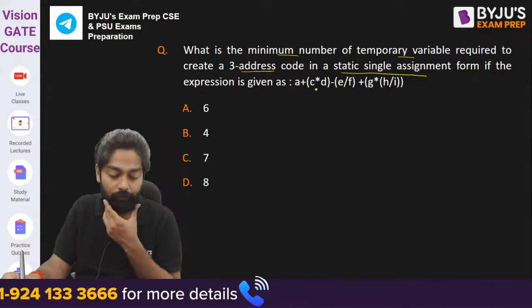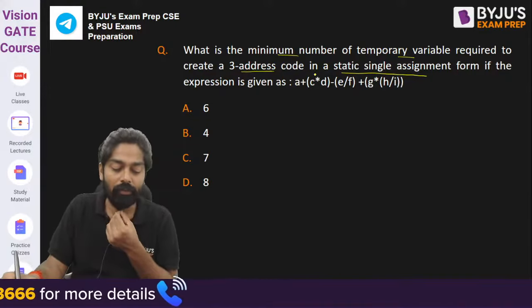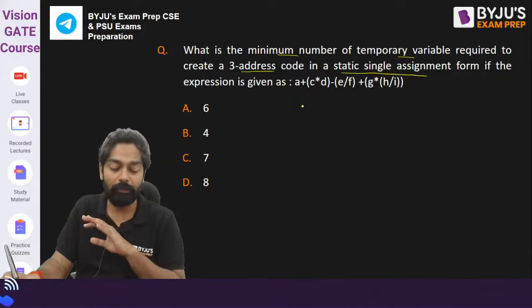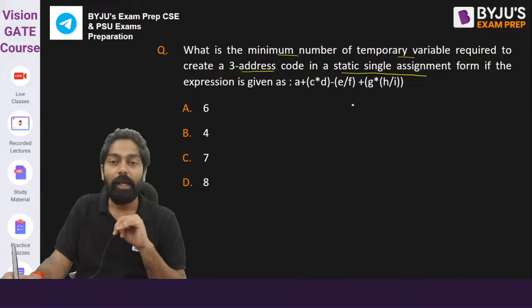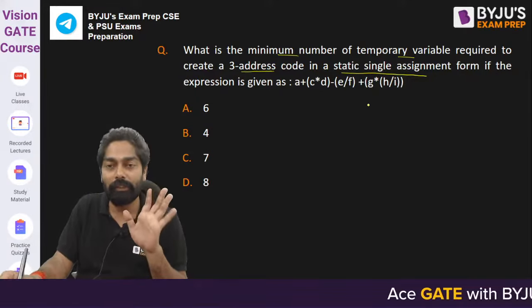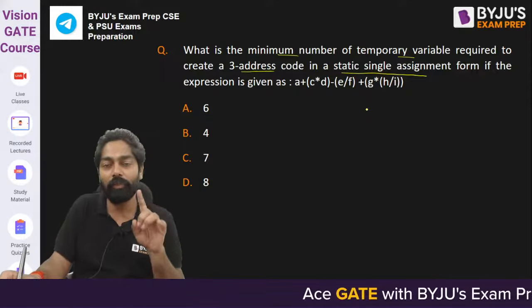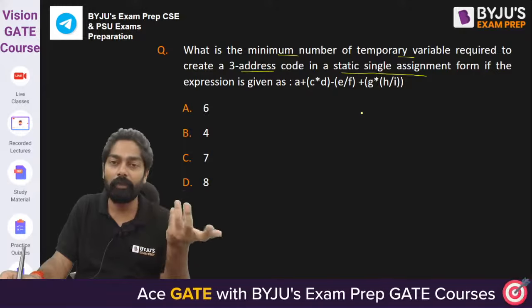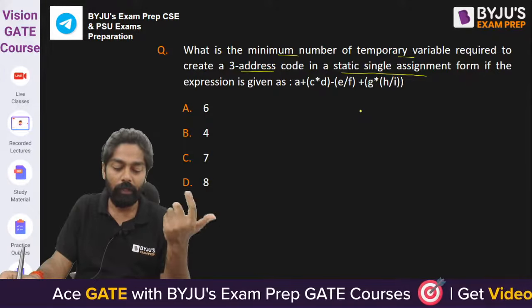3 address code का मतलब क्या होता है? See, in a line we have maximum 3 variables, at most 3 variables, fine. And static single assignment का मतलब क्या होता है? See clearly, if you use any variable in left hand side, it will not be used further, my dear friend. Fine. It will not be used further.